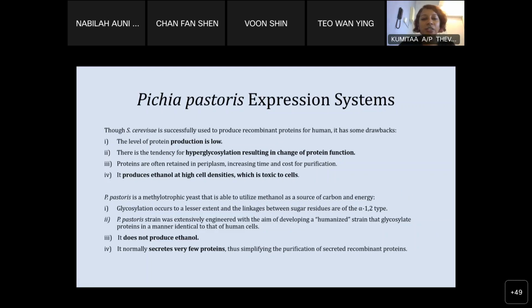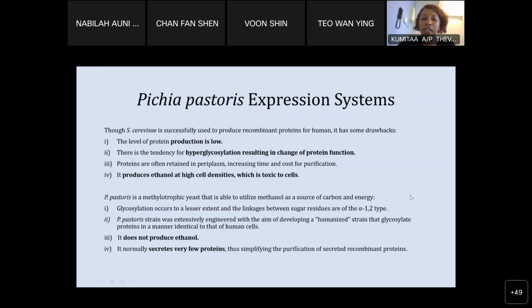So there really needs to be a good balance. To combat that, some people use Pichia pastoris, a different type of yeast that is able to utilize methanol as a source of carbon and energy.